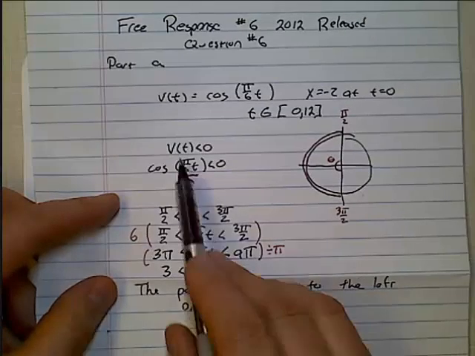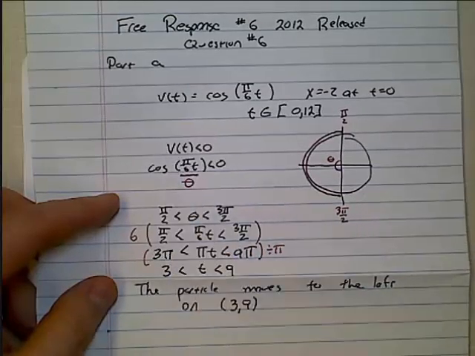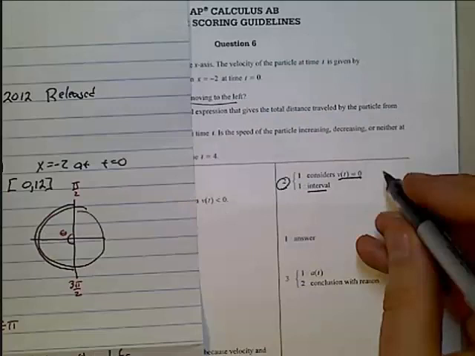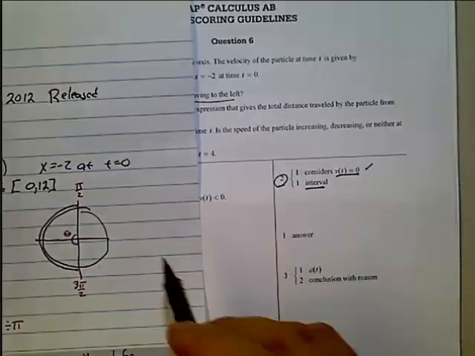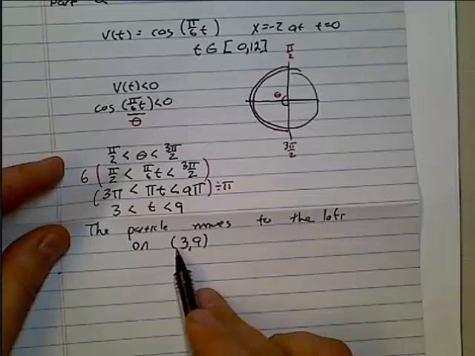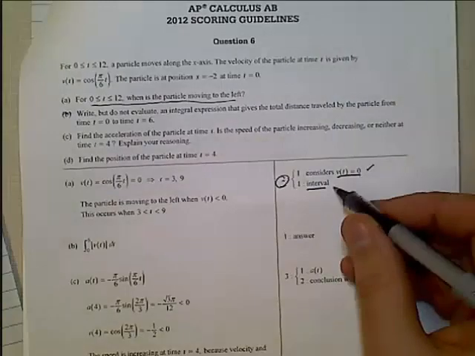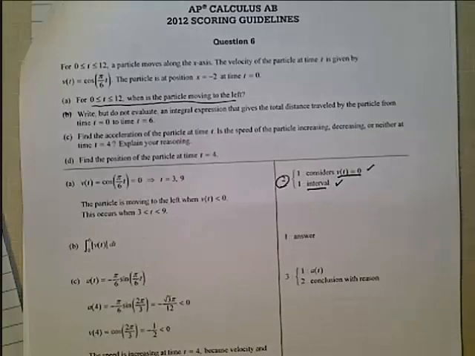I think more to the point, we considered where v of t is less than 0, which is really what the question is about. So I think we're going to get this point, and the interval is right here, 3 to 9. So the interval is 3 to 9. I wrote it as an inequality and as an interval. Either way, you're going to get the point. So we got 2 points on that one.